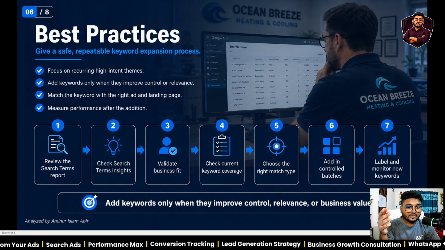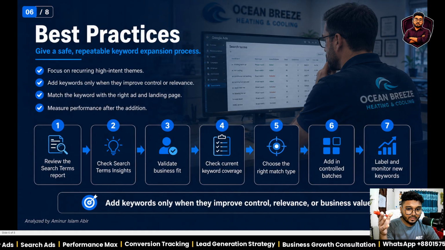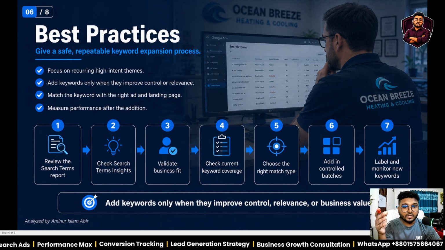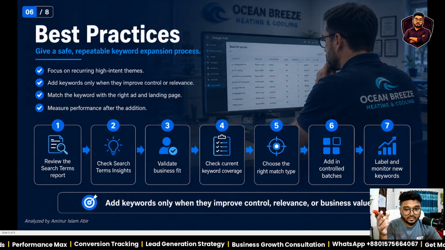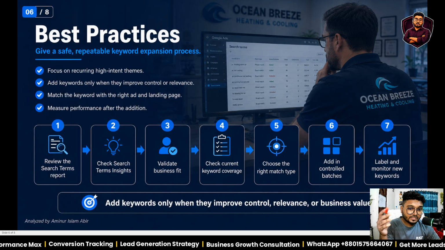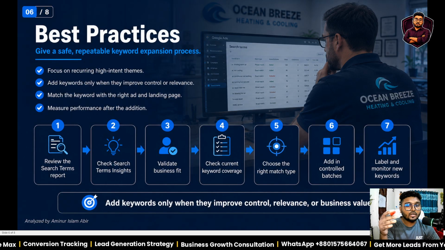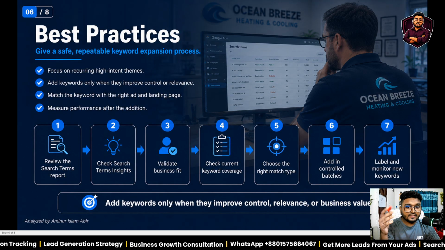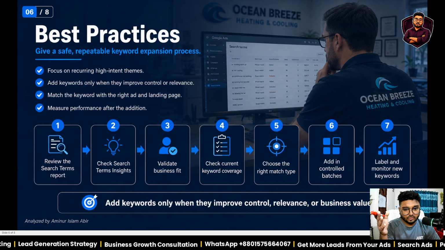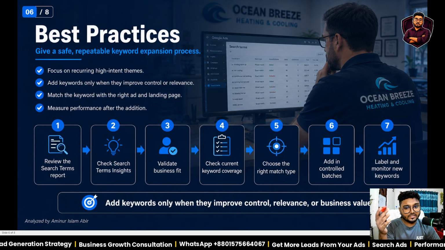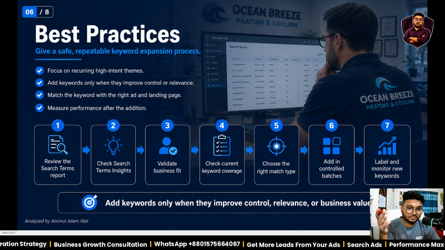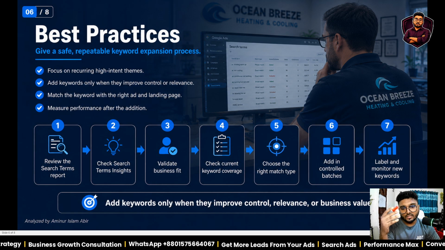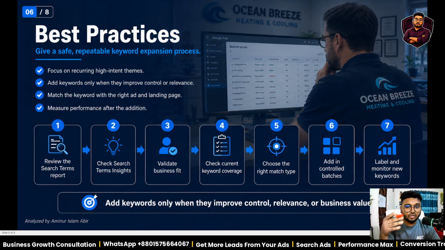The fifth step is to choose a suitable match type. The match type should depend on the available data, the need for reach, the risk of poor traffic, and how often such terms can be reviewed. The sixth step is to add keywords in small groups. Do not launch many untested terms at once. Start with the strongest themes, then review search terms, spend, conversion, and lead quality.